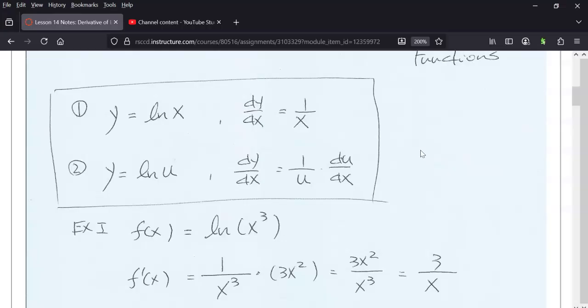Rule number two is the same as rule number one, just with the chain rule. So if y equals ln of u, then dy/dx equals 1 over u, then take the derivative of the u, which is du/dx. So let's apply that to some examples.